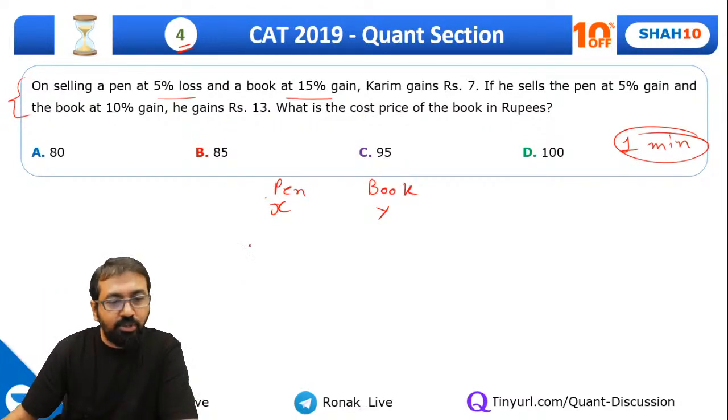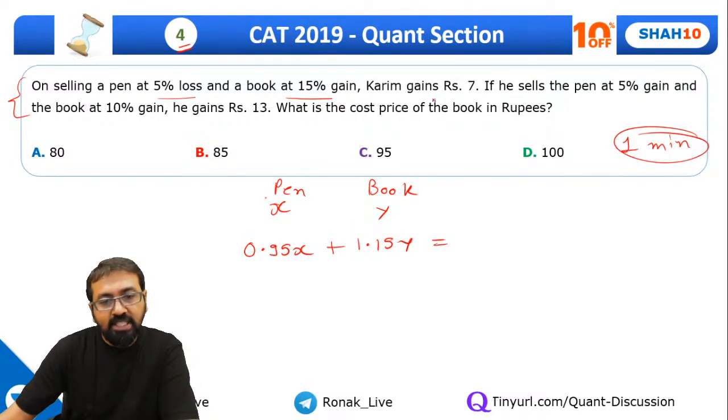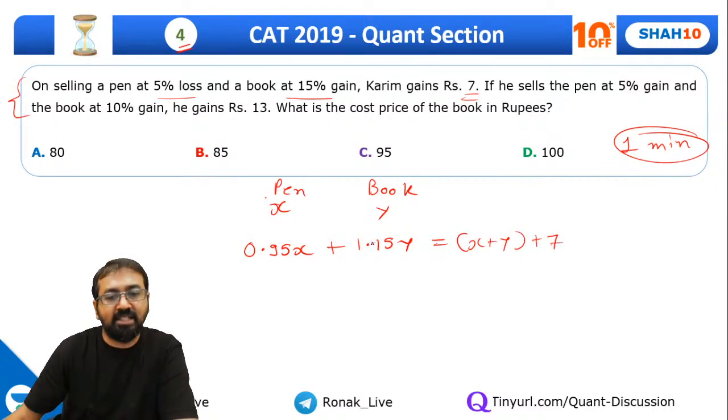So let me just write over here that we sold book at 0.9, we sold pen at 0.95x plus book at 15% profit, so 1.15y. So he gained 7 rupees over the cost. So x plus y plus 7, something like this.